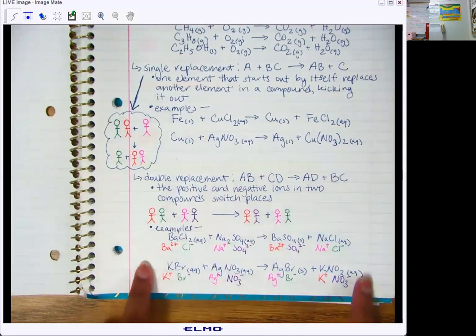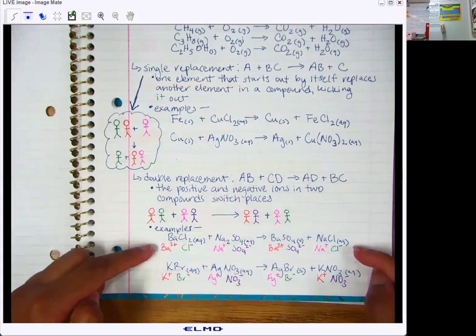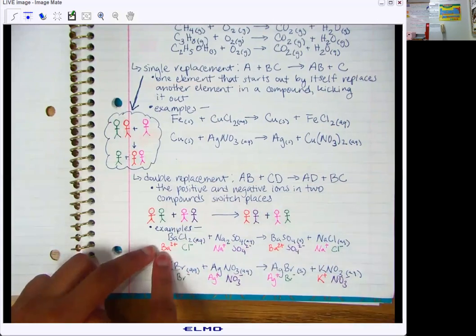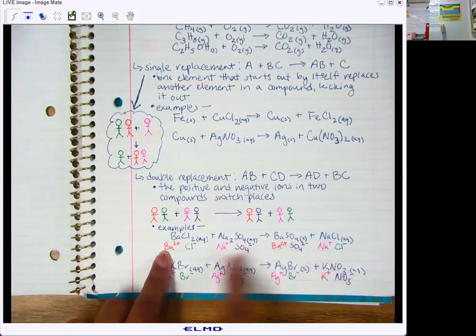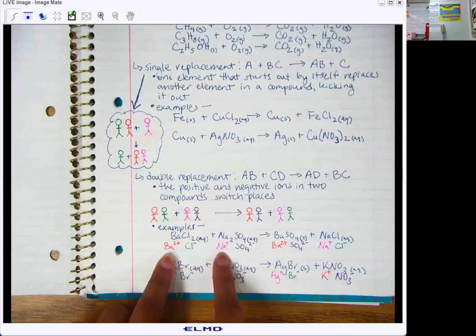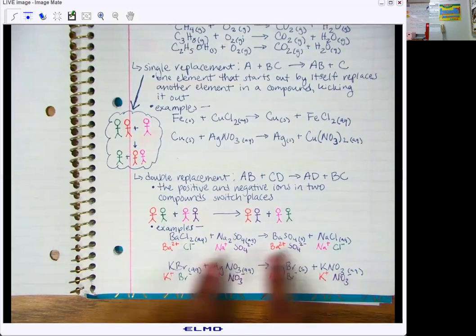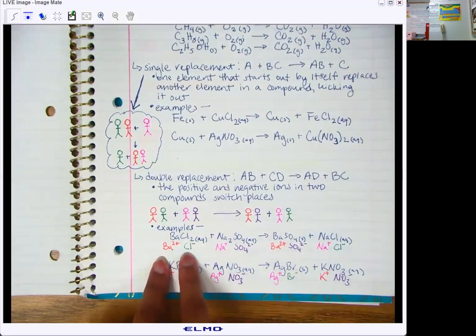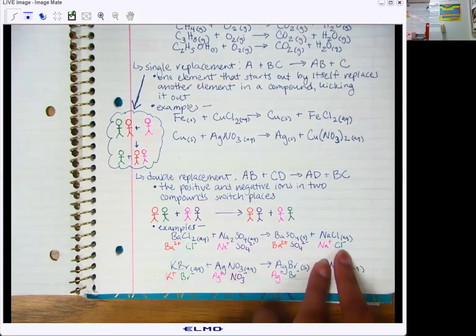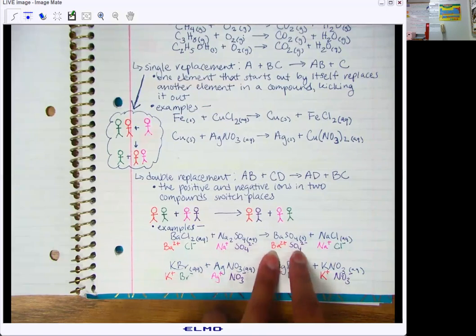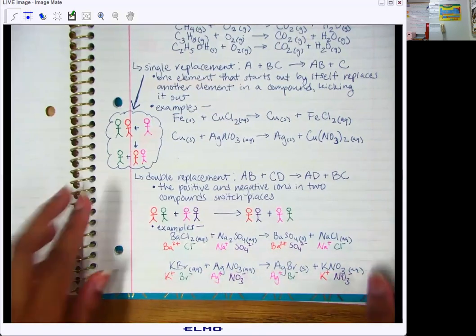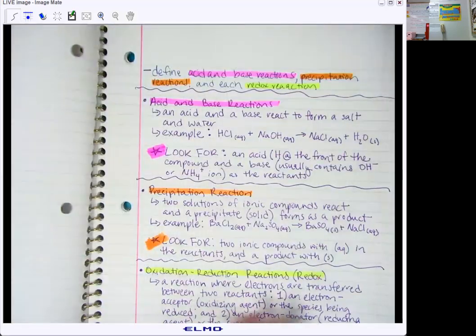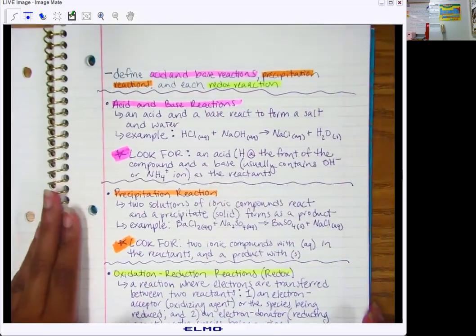So I've color-coded that in the notes to also show you the trading of places of the cation, the positively charged ions. So the Ba and the sodium, the barium and the sodium, on this side of the equation, you can see how they've switched anions. So barium started out with chlorine, now sodium ends with chlorine. Sodium started with sulfate, now barium ends with sulfate. And I've got another example down here. That goes over the stuff that Tyler DeWitt talked about.